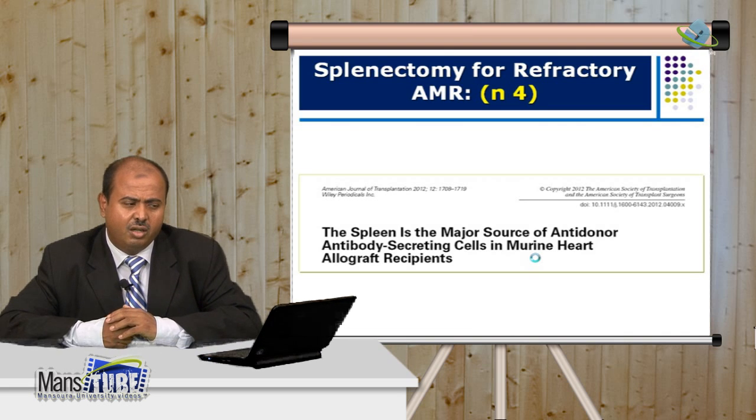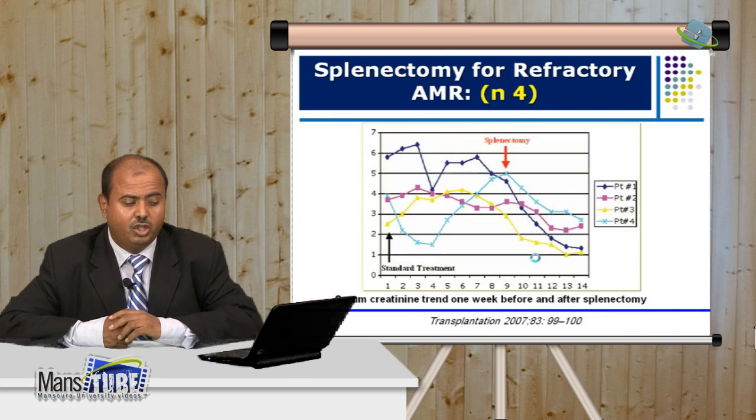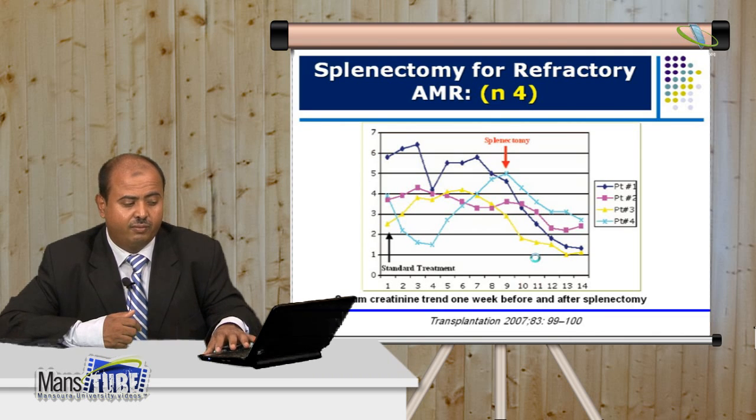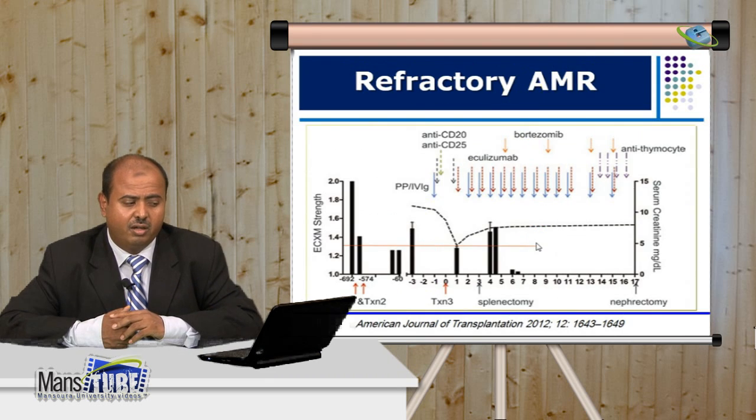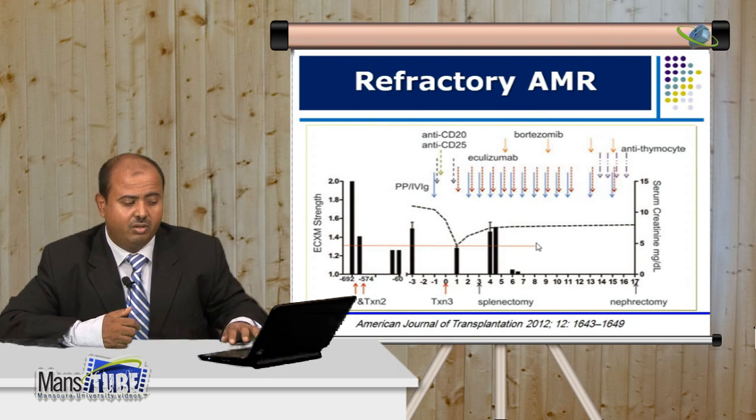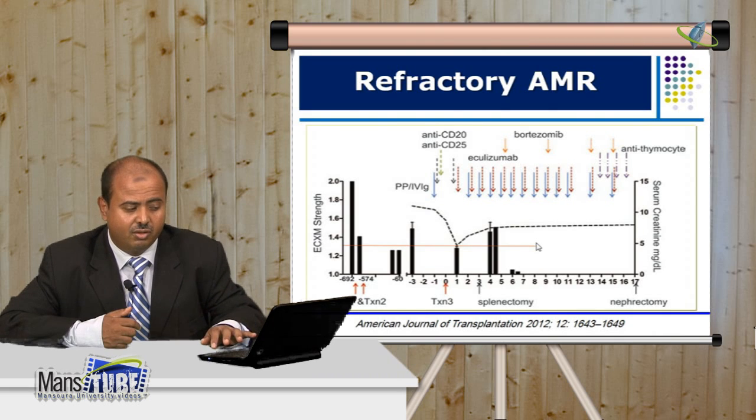One of the treatment modalities for antibody-mediated rejection is splenectomy. Why is splenectomy one of the modalities of treating antibody-mediated rejection? Because the spleen is a lymphoid organ that enriches the immunity of the patients, and one of the studies in cardiac transplantation showed that the spleen is a major source of anti-donor antibody secreted in murine heart allograft recipients. It was experienced in this study that included 4 patients, and after doing splenectomy, as you see, creatinine improved in all these 4 patients.